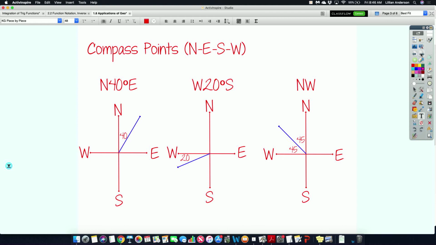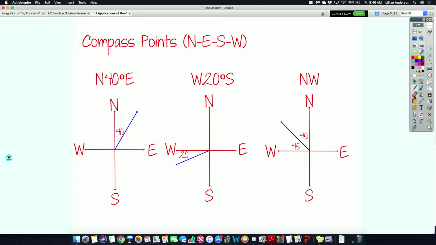Well, that basically means from the north direction turned to the east direction 40 degrees. That is basically the path that that particular boat is traveling on.